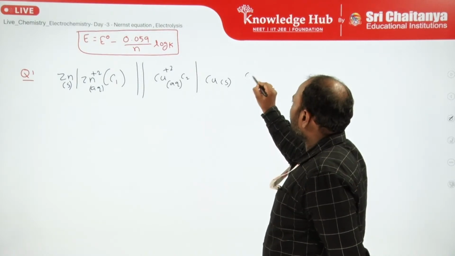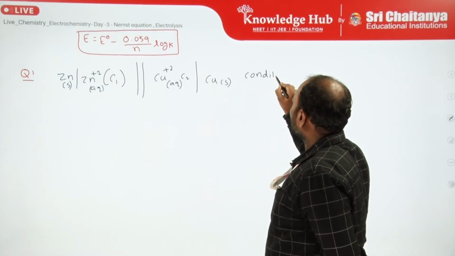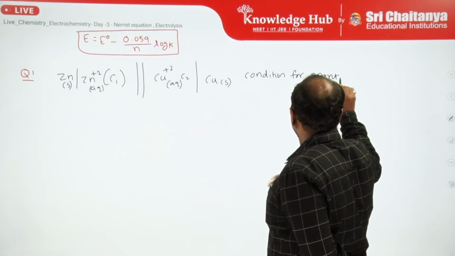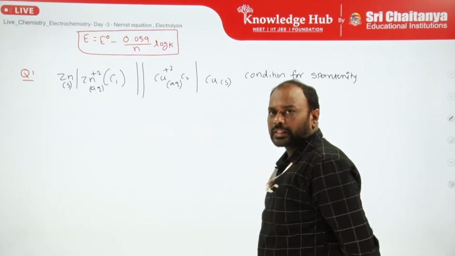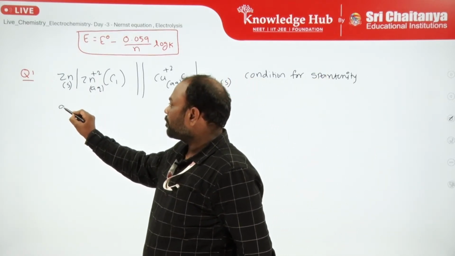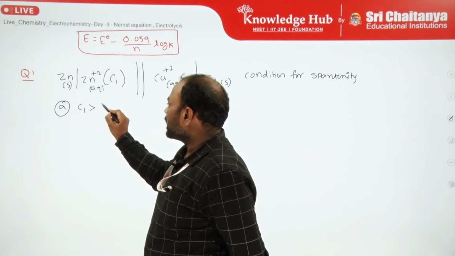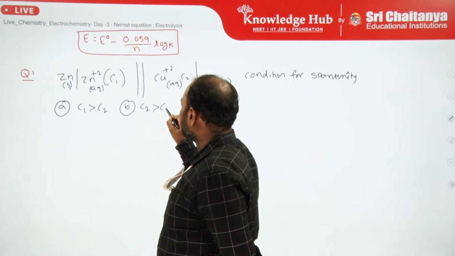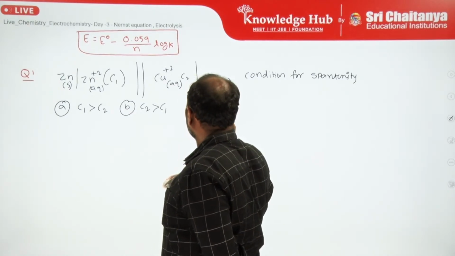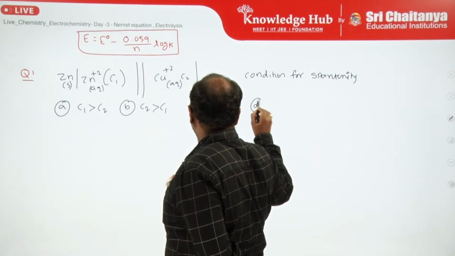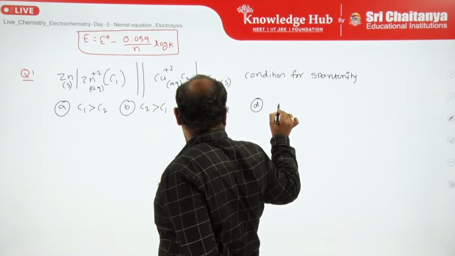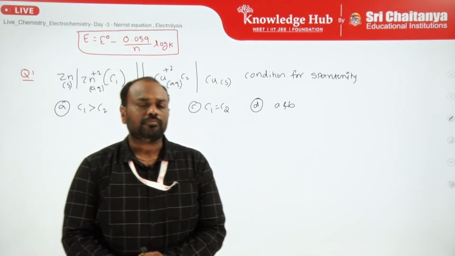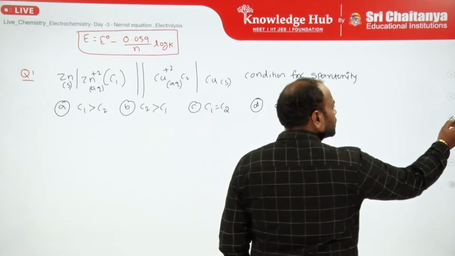Now, condition for the spontaneity. See the options. A. C1 is greater than C2. B. C2 is greater than C1. C. C1 is equals to C2. D. A and B. This is the question. Now how do we solve this?